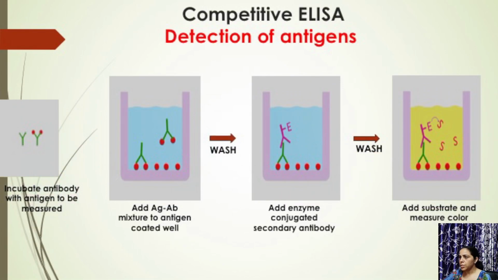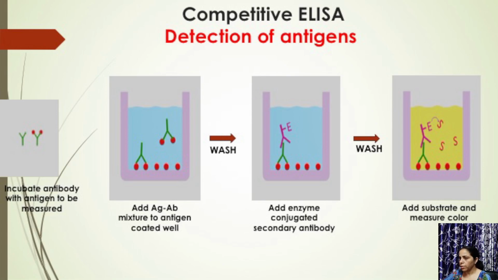So the last type of the ELISA is the competitive ELISA. In this, first we will incubate the antibody with the antigen to be measured. It means that first we will incubate the antibodies to a particular antigen to which we want to find out whether this antigen is present or not, and then we will add the serum. After that, in the second step, we will add this antigen antibody mixture to the antigen coated well.